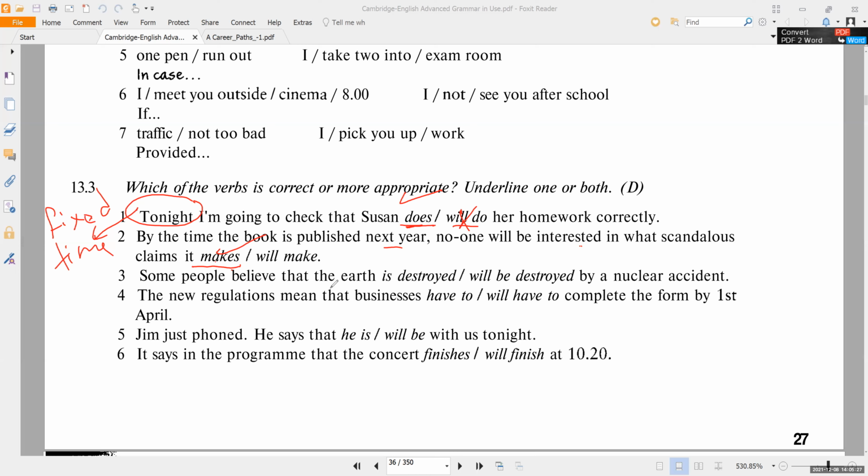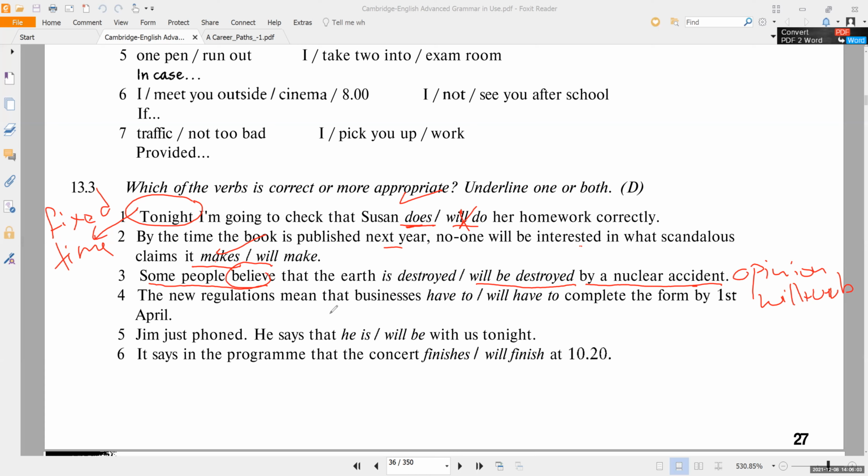"Some people believe that the earth will be destroyed by a nuclear accident." Some people believe: since it is an opinion, number 3, "people believe" means an opinion belonging to people, that the earth will be destroyed by a nuclear accident. Since it is an opinion, we use will plus verb.